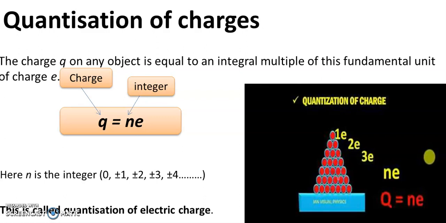So this charge Q is always equal to an integral multiple of this fundamental unit of charge e. Whatever the number, it can be 1, 2, 300, 400, whatever. If we want to calculate the charge, we have to multiply that integer with the value of the charge, which is nothing but 1.6 into 10 to the power of minus 19 coulomb, which we have already seen.